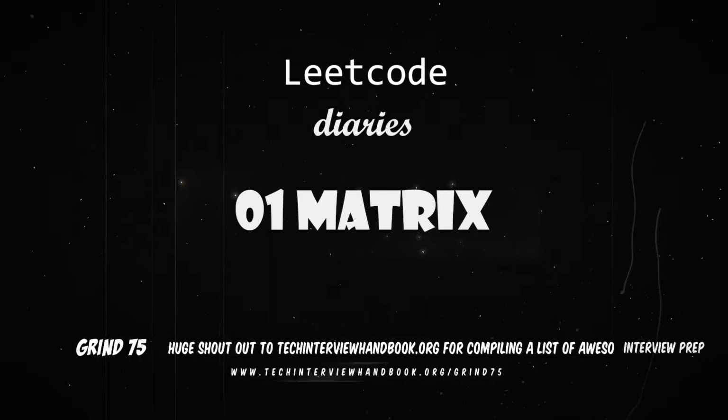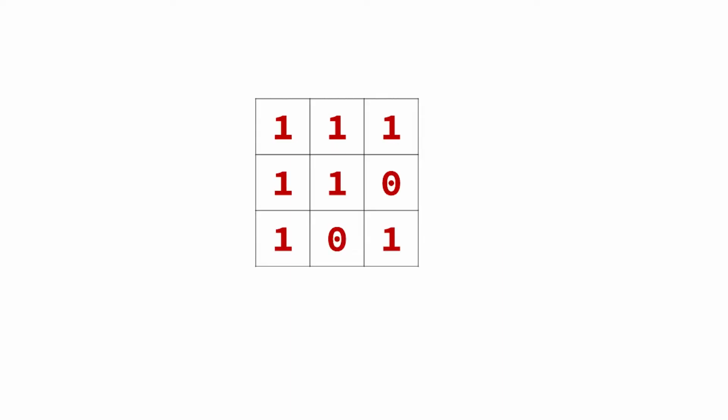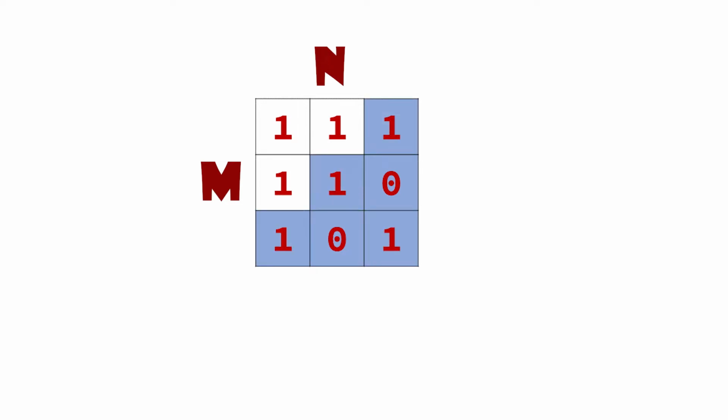Hello everyone. In today's problem, we are given an m cross n matrix that contains zeros and ones. Our task is to return the minimum distance from zero for each element. So for example, we have this matrix right here. We will get zero for any element that is zero because the distance will be zero. Whenever we have ones, we will have to count the shortest distance to any given zero.